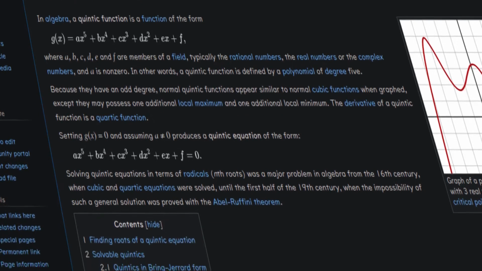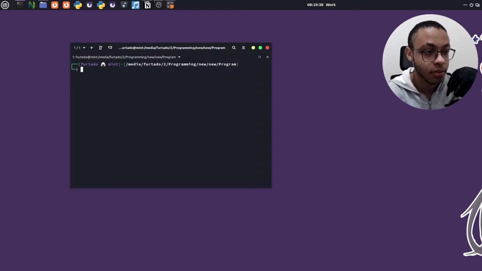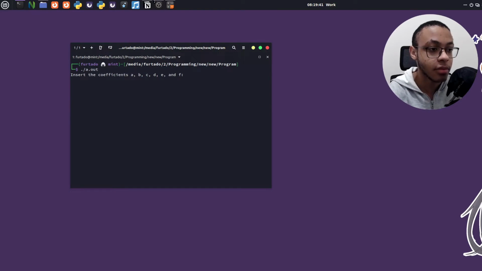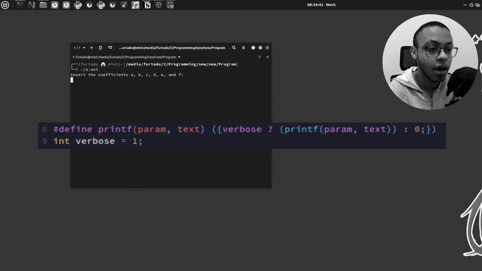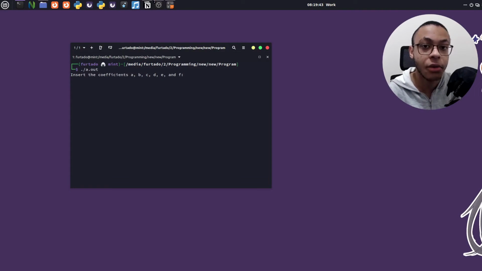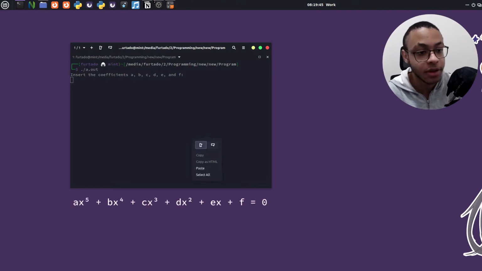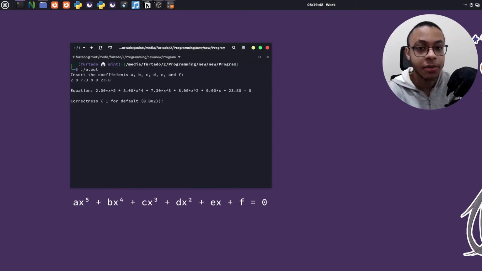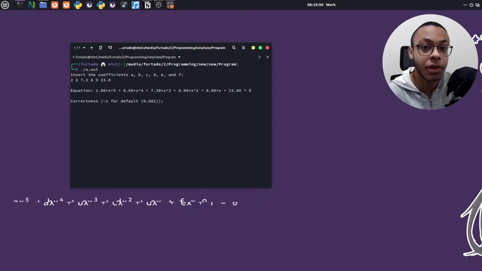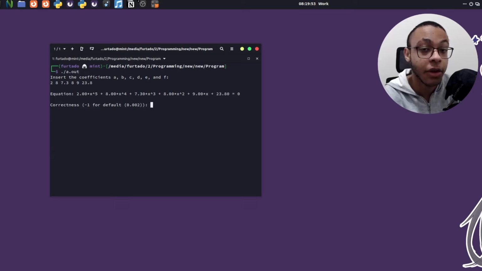The idea is to apply this to a quintic equation. Just as a side note, there's a GitHub link to the code in the description. You can check it out there and roast me for how poorly written it is. First, we start by choosing the coefficients a, b, c, d, e, and f. Then you can specify how close to the result it needs to get before stopping. I'll use -1 for the default value of 0.002. To avoid having a lot of junk being spewed out on my screen, I'll set the verbose option to n.